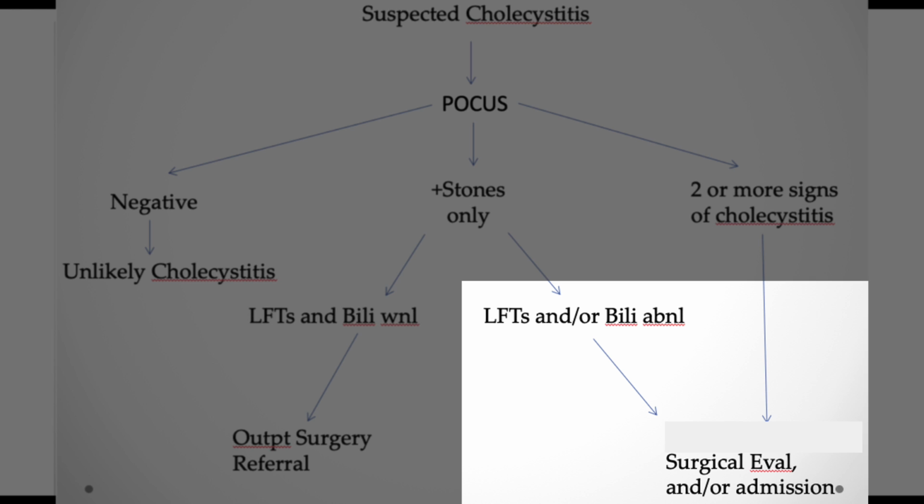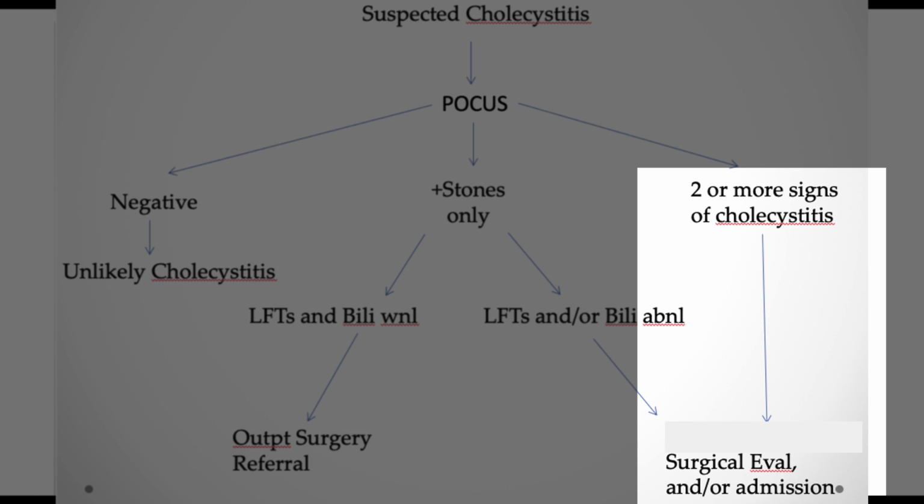If they have stones and they've got abnormal liver enzymes or bilirubin, or maybe an elevated lipase, then that is starting to sound like maybe this is a patient with cholecystitis and maybe even gallstone pancreatitis or something like that. Maybe this patient needs admission, a surgical evaluation, and maybe further workup, or maybe just start treatment and start planning on one of the next steps. And if they've got two or more signs, so they've got stones, they're tender, the history and exam fit, and you see maybe stones and wall thickening, then again, this is probably cholecystitis, and you should consider surgical evaluation, admission, and further treatment.